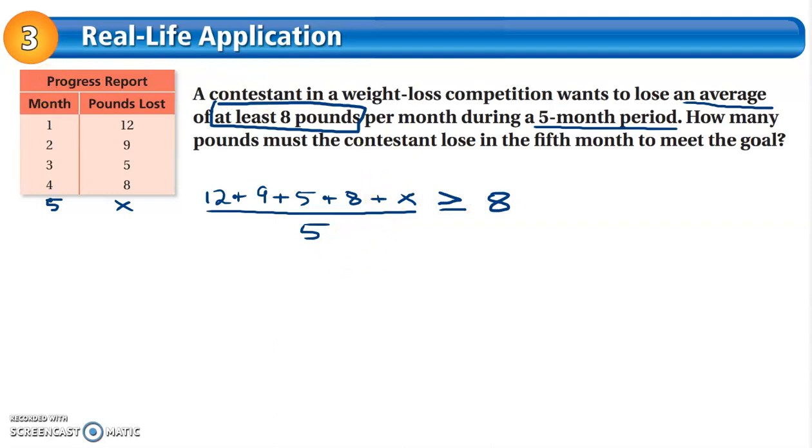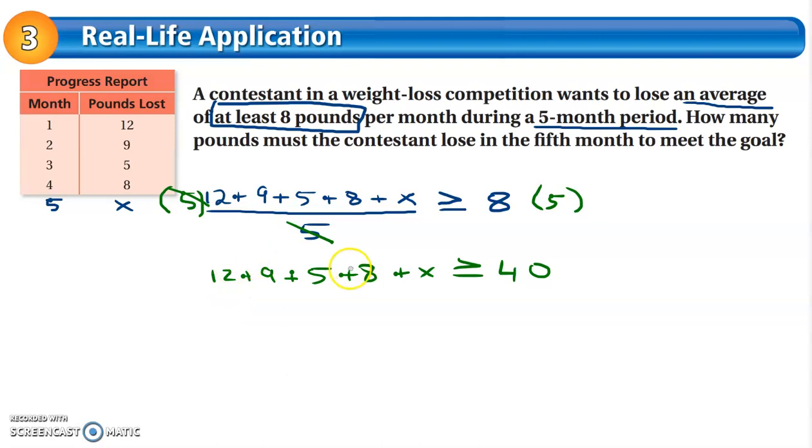All right, let's solve this. We have to first undo the fraction. So get rid of the denominator by multiplying each side by 5. All right, this cancels out the denominator. Now I'm left with 12 plus 9 plus 5 plus 8 plus x is greater than or equal to 8 times 5 is 40. 12 plus 8 is 20, and plus 9 is 29, plus 5 is 34. So we've got 34 plus x is greater than or equal to 40.